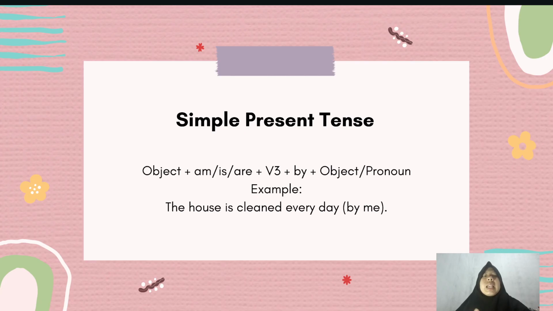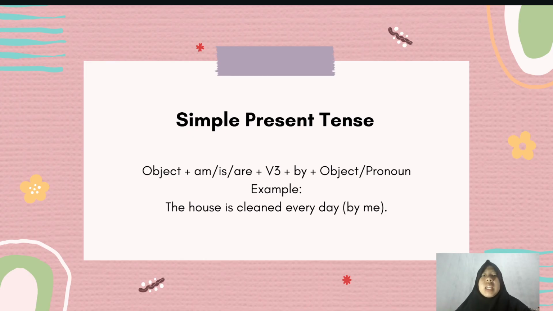Active voice is I clean the house every day, and the passive voice is the house is cleaned every day. Okay, and here is cleaned is the passive form of the verb clean. The object, the house, becomes the subject of the sentence, and the focus is on the house that is being cleaned rather than the person who is cleaning it.